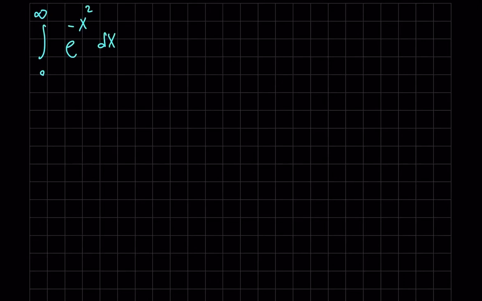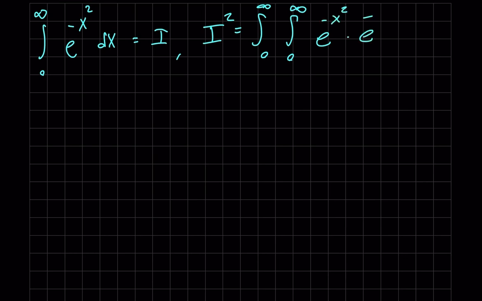Today we'll be doing the integral from 0 to infinity of e raised to the negative x squared power dx. To start off, we could call this integral I, and we could square both sides. So we have I squared equals the integral from 0 to infinity times the integral from 0 to infinity of e to the negative x squared times e raised to the minus y squared dx dy.